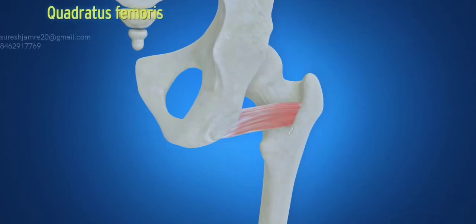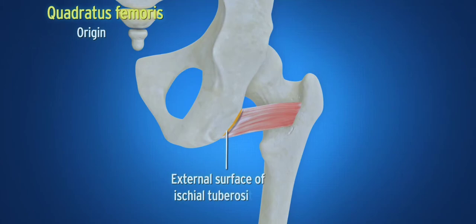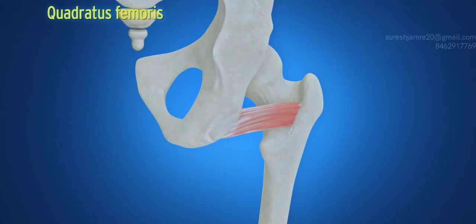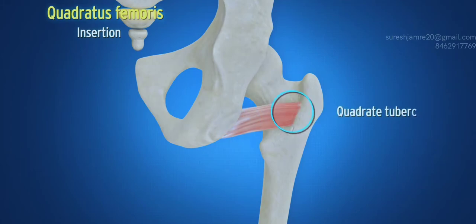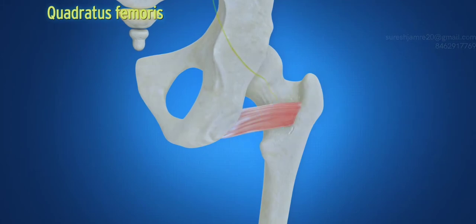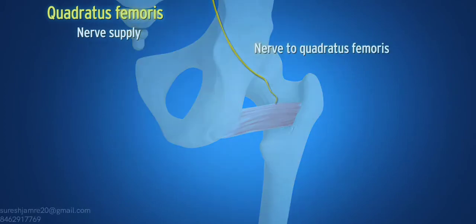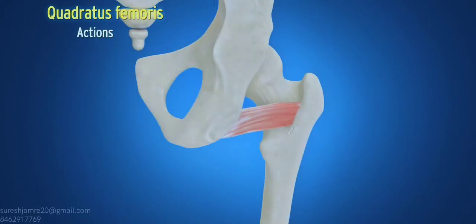Quadratus femoris. Origin. The muscle arises from the external surface of ischial tuberosity. Insertion. It inserts into the quadrate tubercle. Nerve supply. Nerve to quadratus femoris. Actions. Lateral rotator of hip joint.